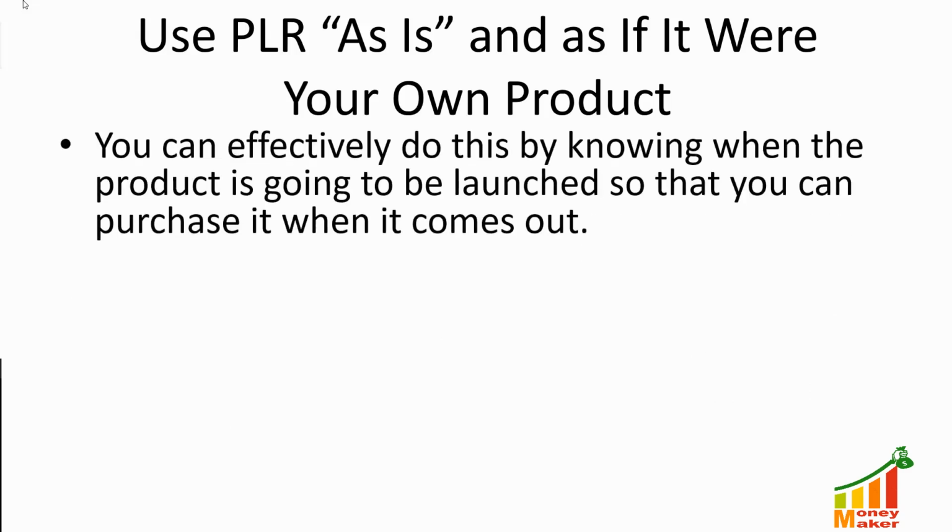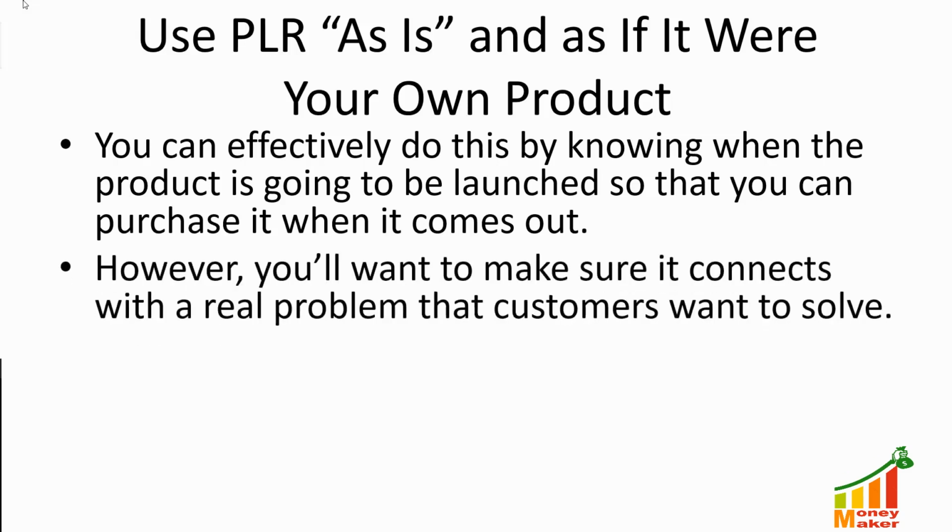And you can most effectively do this if you already know when that product is going to be launched. So obviously, you're going to want to have looked at the product launch calendar on places like Muncheye and JV Notify so that you can purchase it when it comes out. And then you can literally get in front of the people that you're going to be mailing to. Now, obviously, you're going to want to make sure it connects your customers to a real problem that they're having or one that they want to solve.